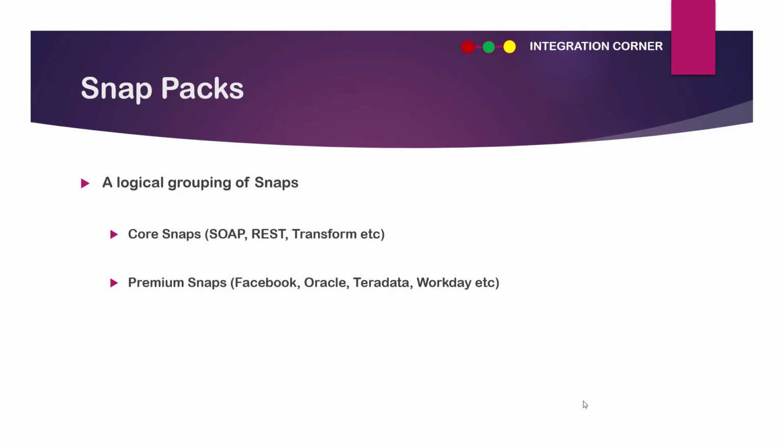You'll have snaps to expose services as SOAP or XML, or if you want to expose a resource as a REST endpoint, you can do that. And then we have transformation snaps for performing a set of transformations and applying filters or routers, etc. These are all part of the core snaps, and they are available for everyone who has a free account as well. Now coming to the premium snaps, which have a license to them, only licensed customers will have access to these snaps. The Oracle Snap Pack, Teradata, Workday, Facebook are all samples of premium snaps.